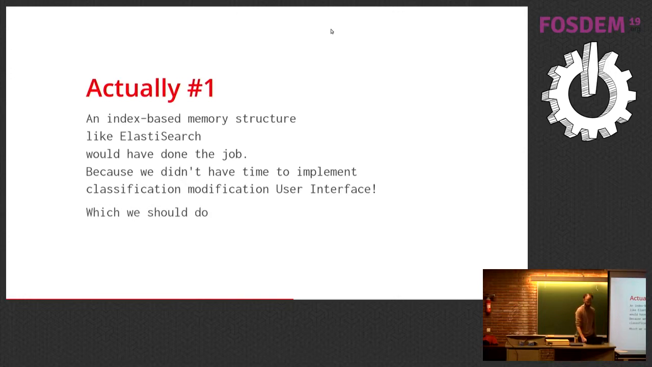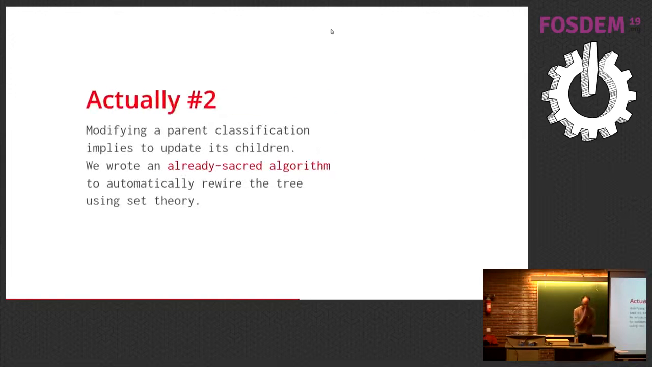Actually, we didn't code this user interface, but we should one day. Modifying a parent classification implies updating its children. I have a tree of classification, so if I modify the root, everything underneath it has to be rewired, because I can have new nodes, new names, I can change the name, it's a mess. So together with Guillaume, we wrote an already sacred algorithm, which will be very difficult to explain, so I will not. This algorithm has been designed to automatically rewire the tree using set theory. Yes. Voilà.